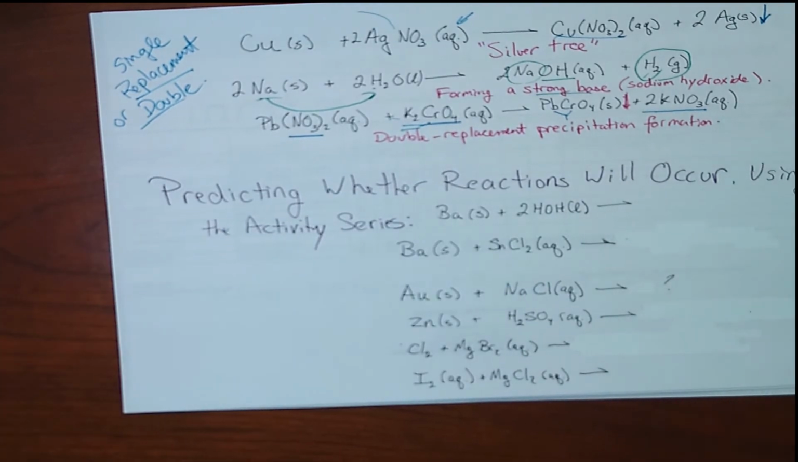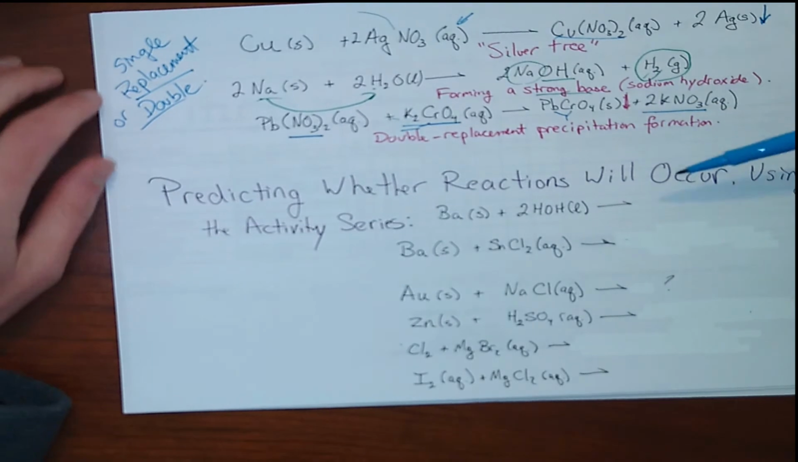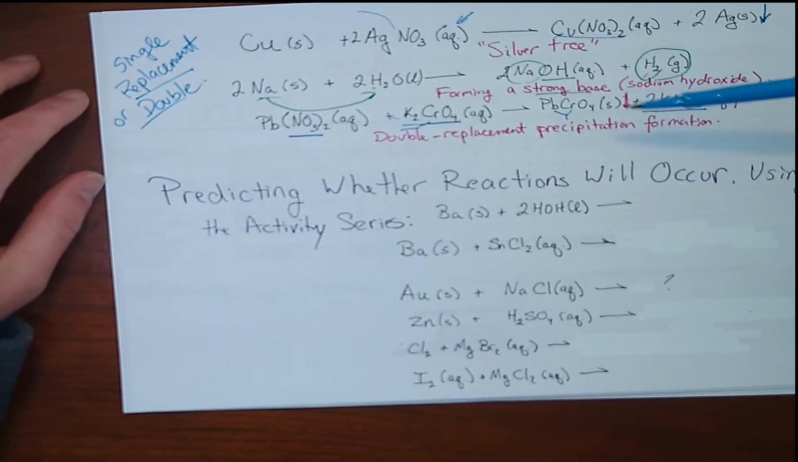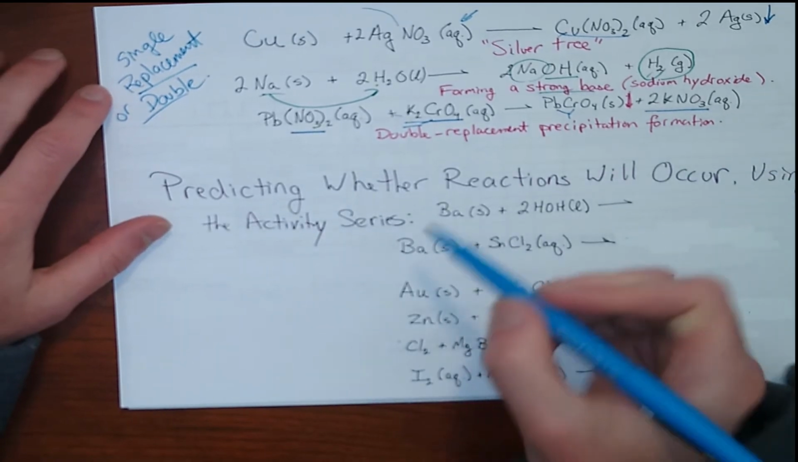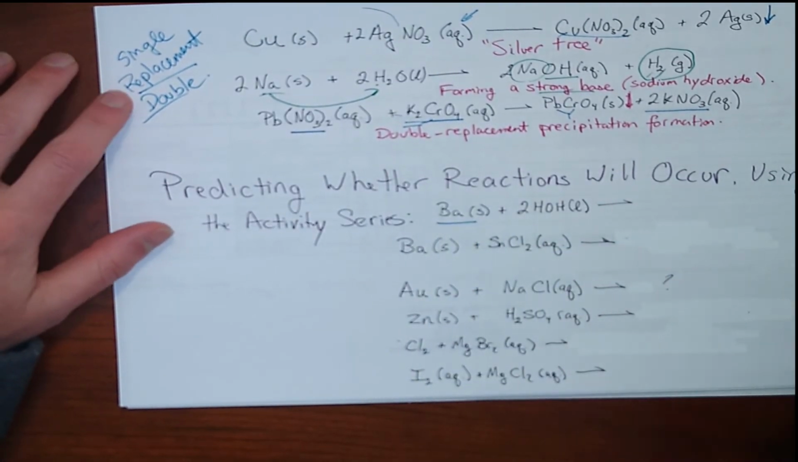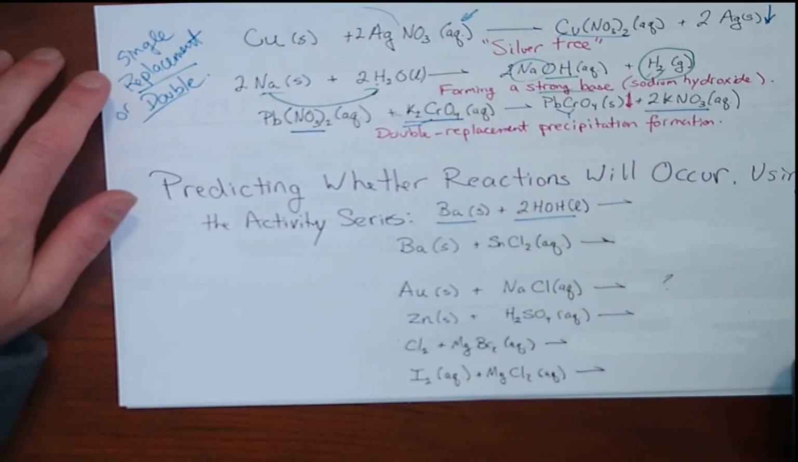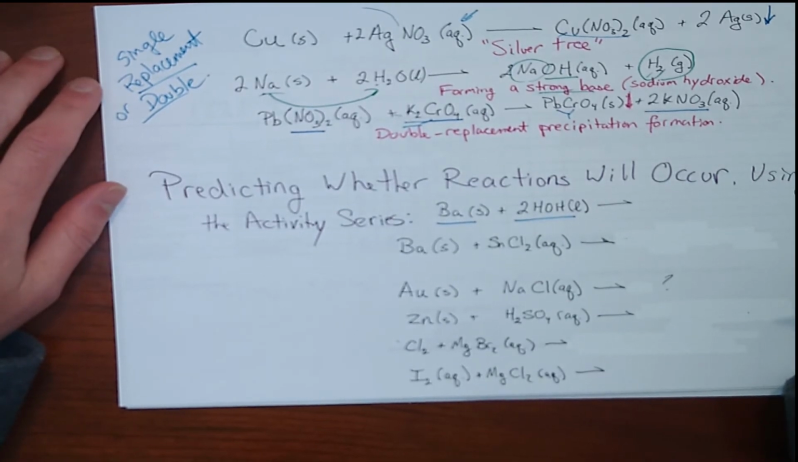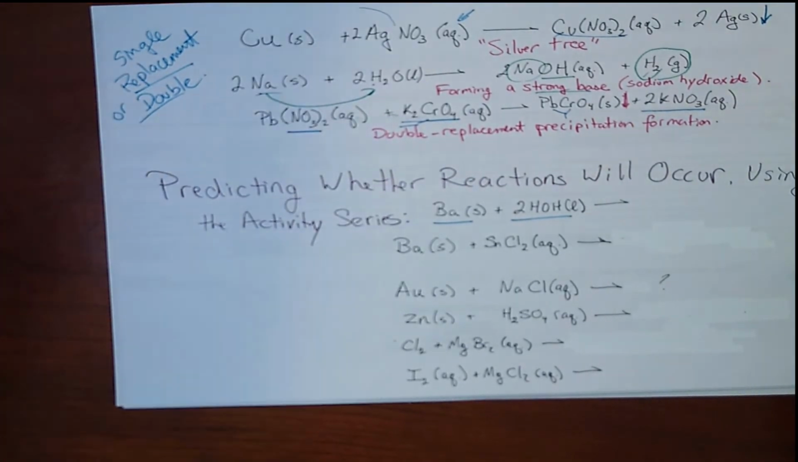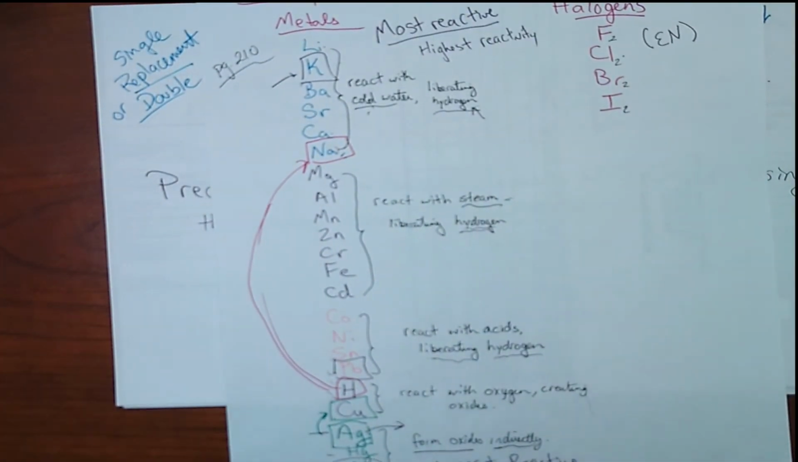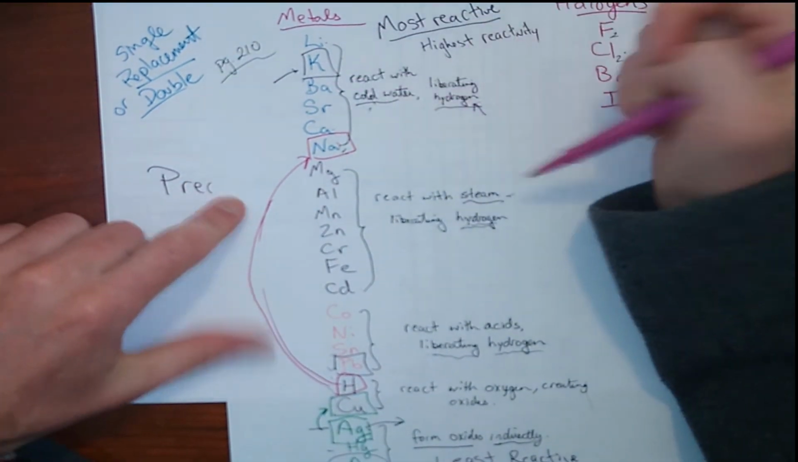Okay, so we can use our activity series chart to predict whether reactions will occur or not. So if, for example, I take some barium and I throw it in some water, will anything happen? Will the barium combine with the water and replace, say, the hydrogen in the water or not? To know the answer, I will go to the activity series and I will compare the two.